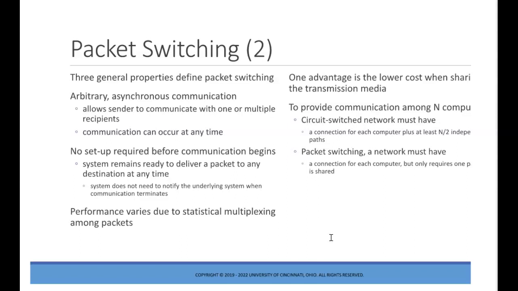A major advantage of packet switching is the lower cost that arises from sharing the underlying communication system. With a circuit switch network, the number of independent paths required is equivalent to at least the number of communicating devices divided by 2. In a packet switch network, a connection for each computer is required, but requires only one shared path between the users.